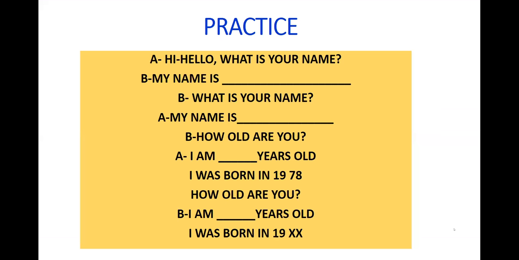Okay. And how old are you, Rita? I am 43 years old. I was born in 1977. How old are you? Okay. I will answer by myself. I'm 42 years old. I was born in 1978. One year later than you, okay? Excellent. So that's the idea.